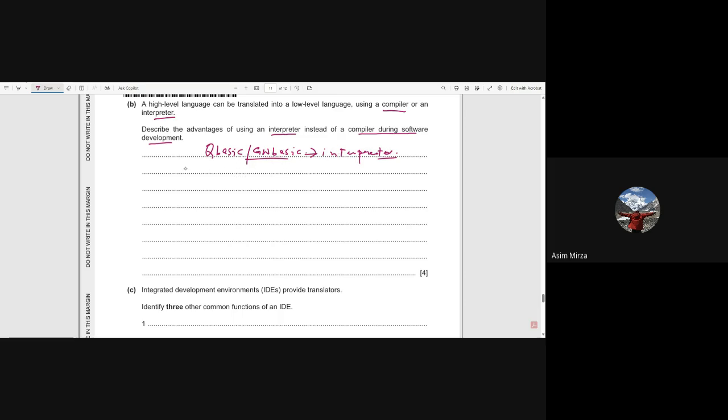While using an interpreter, each statement is translated. Why translated? So that the computer can understand it in binary. Each statement is translated and executed before the next. For example, let me write two of the commands here. Say, for example, print.